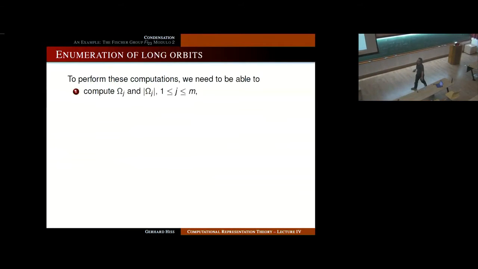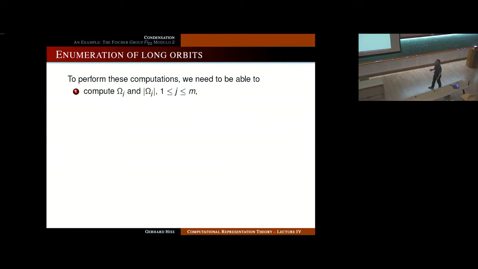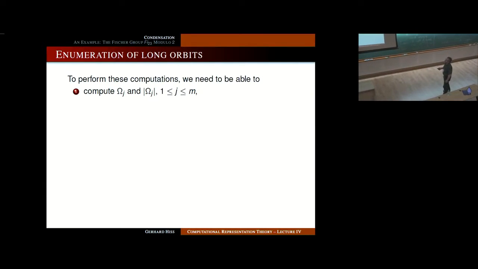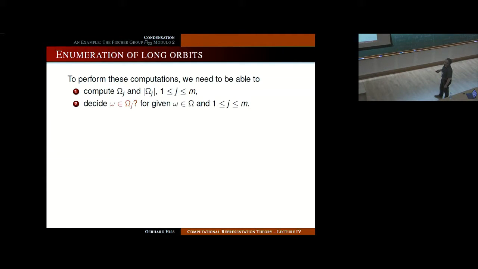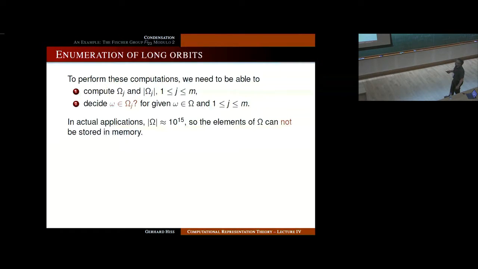So in order to perform these computations, we need to be able to compute somehow these orbits and their length, and decide for any element in omega to which orbit it belongs. But usually we are not able to write down the whole orbit, because it's too large, too long. But anyway, this can be done. In actual computations, we had orbits of length 10 to the 15. So the elements of omega cannot be stored in memory.